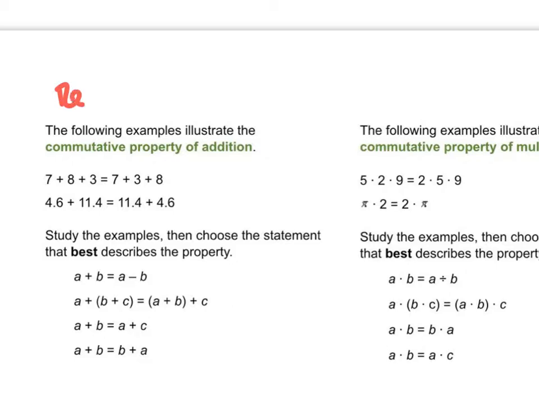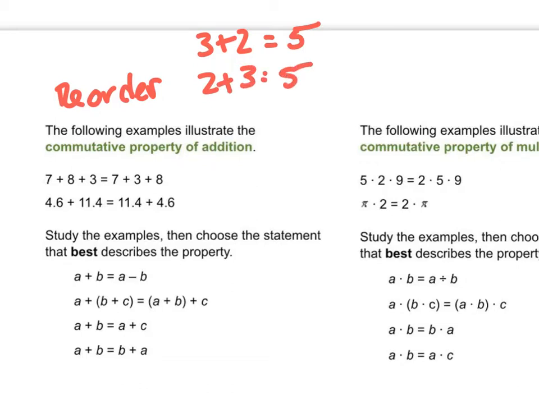This is a really powerful property, and here's how we know that. What's 3 plus 2? It's 5. Well, what's 2 plus 3? Still 5. If you're adding two numbers, you can reorder them.